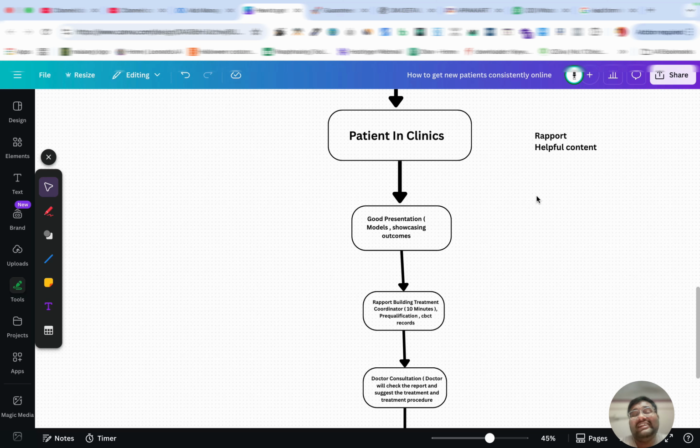Such as what problems they treated with root canal previously, how they are feeling now, what treatments they have previously gone through, and whether they have any previous reports or medical records. By collecting these, the treatment coordinator will build rapport with them, which will help in final conversion.